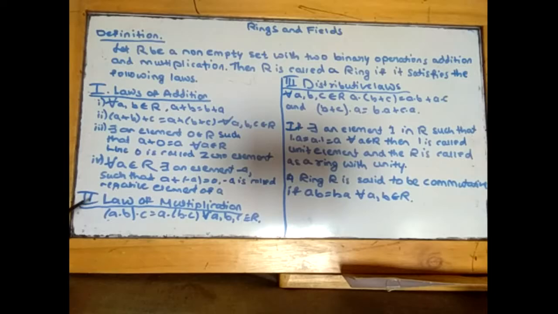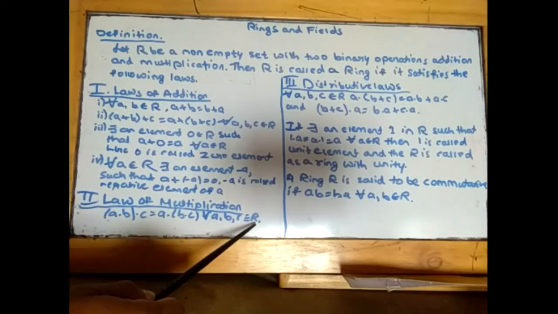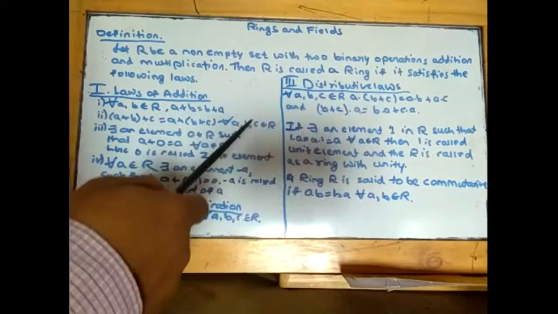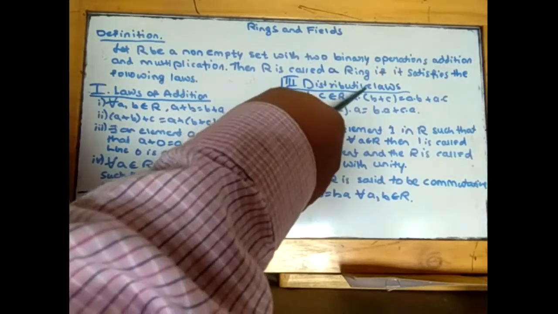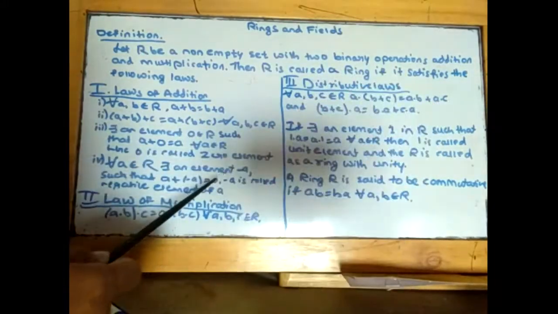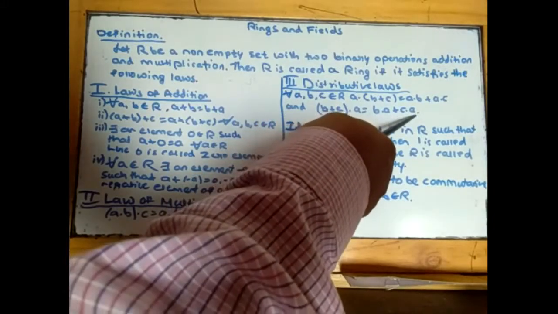Next comes the second main law, the law of multiplication: (a dot b) dot c is equal to a dot (b dot c) for all a, b, c belongs to R. Next comes the third one, the distributive laws. It states that for all a, b, c belongs to R, a dot (b plus c) is equal to a dot b plus a dot c, and (b plus c) dot a is equal to b dot a plus c dot a.